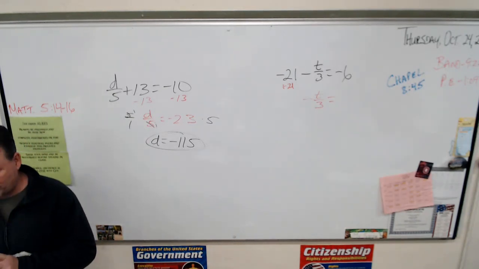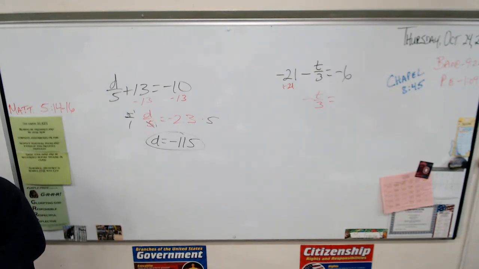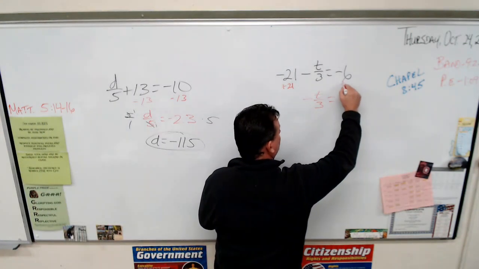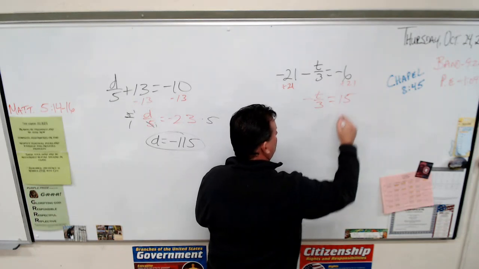Which one has the higher absolute value, the positive number or the negative number? 21. So the answer is going to be, if I take plus 21 over here, positive 15.